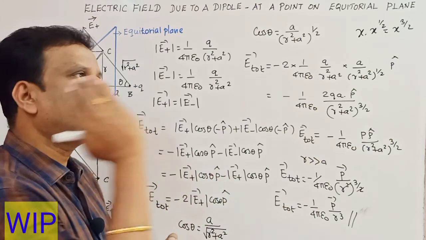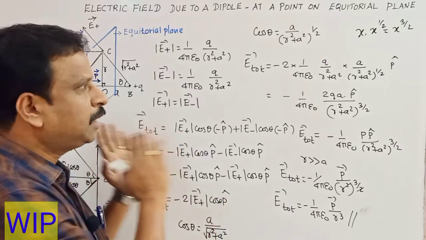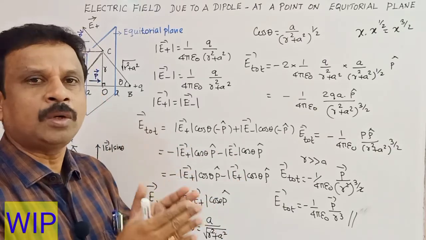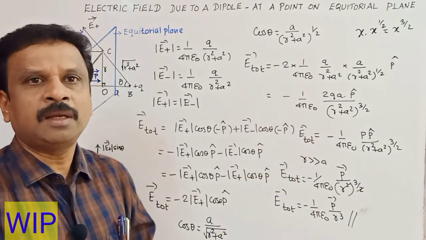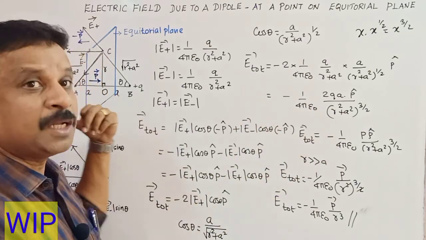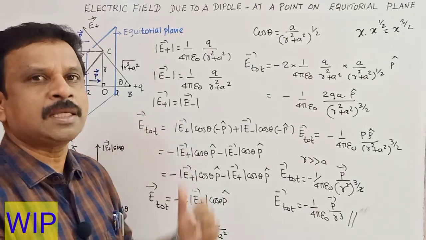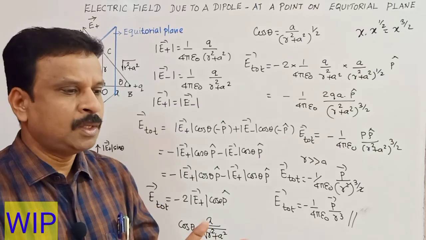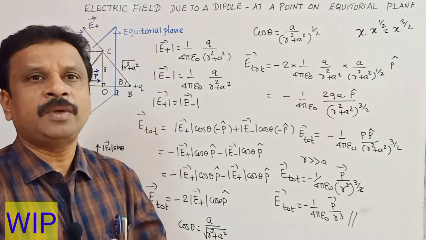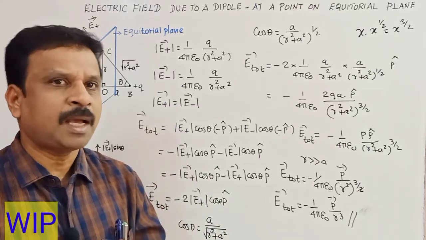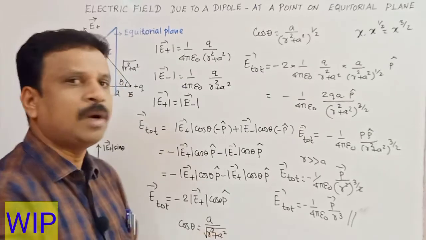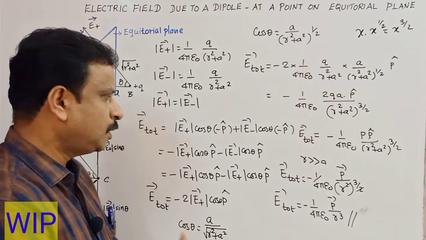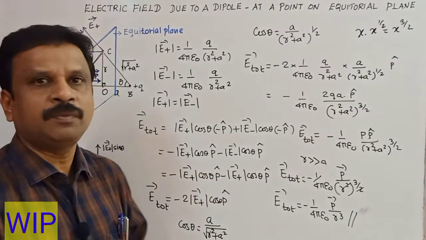Both fields are parallel to the axis of the dipole, but in the axial line the total electric field is along the direction of the dipole moment vector, whereas here it is from plus q to minus q, that is, opposite to the direction of the dipole moment vector. And another thing is the magnitude is half. So we get more electric field along the axial line, whereas we get only half of the electric field along the equatorial plane. So this is a very, very important question for your examination.